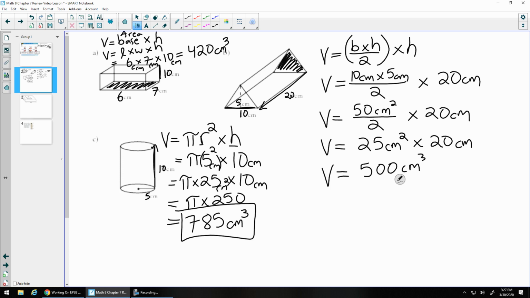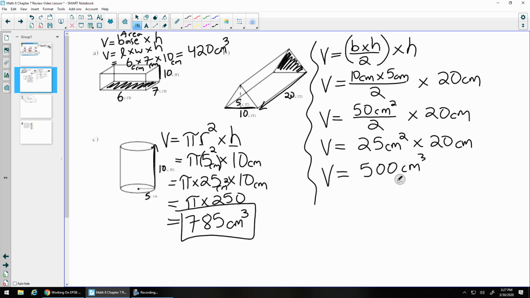I did lots of steps for these. I don't expect you, like over here with finding this triangular prism, I don't expect you to show all of these breakdown of the steps. I was just doing that to explain how you solve it and in what order you solve it. But if you want to skip a couple of those, that's fine.